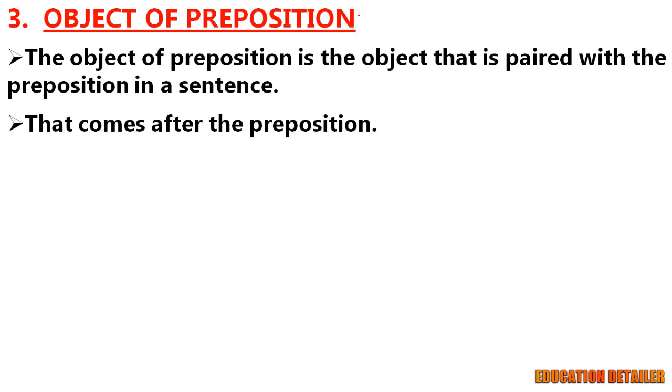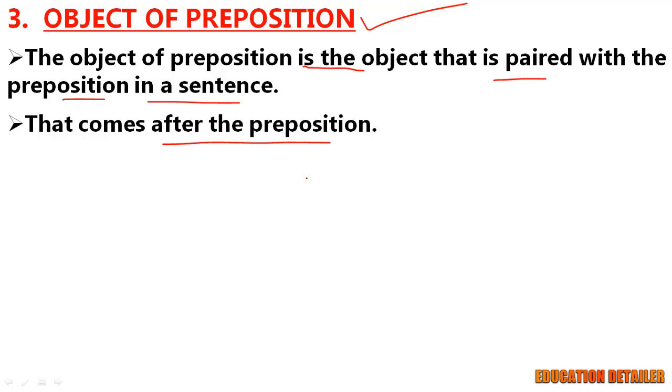Third and last type, object of preposition. The object of preposition is the object that is paired with the preposition in a sentence. Or we can say the object that comes after the preposition. तो यहाँ हम क्या जाने कि अगर ऑब्जेक्ट प्रीपोजिशन के बाद आता है तो उसे हम ऑब्जेक्ट ऑफ प्रीपोजिशन कहते हैं. And one more thing, it answers the question where or when.